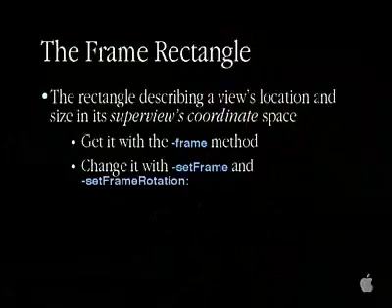Now, an NSView has two rectangles that you care about, the frame rect and the bounds rect. The frame rect tells you where you are as far as your superview is concerned. You can get it with the frame method, you can change it with setFrame or setFrameRotation. There are a couple of other methods for manipulating your frame rectangle. And when you change that, you're changing what portion of your superview you cover.